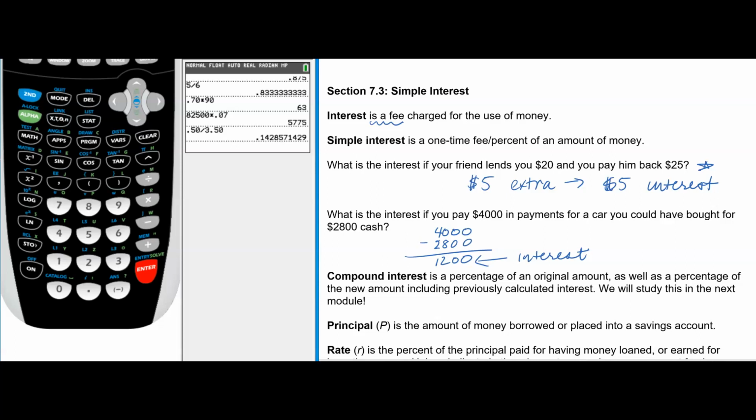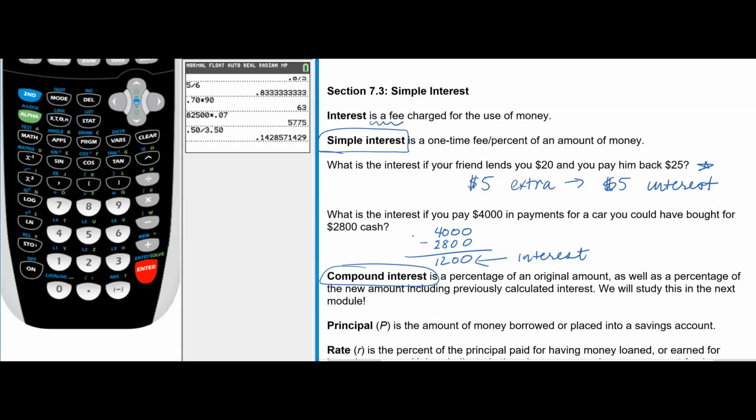And let's just talk real quick about the difference between the types of interest. We've got simple interest and then compound interest. Simple interest is just a one-time fee or percentage of an amount of money. So you're paying this interest one time. Those two examples we just went through would be examples of simple interest.